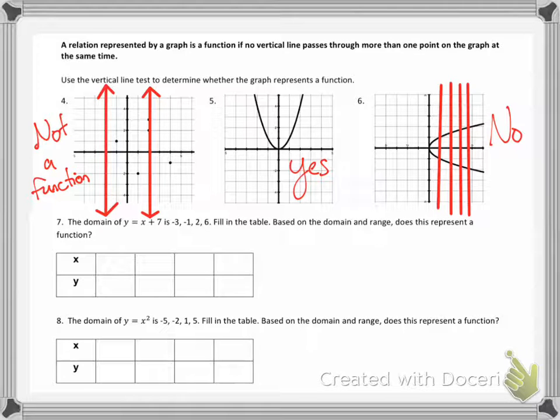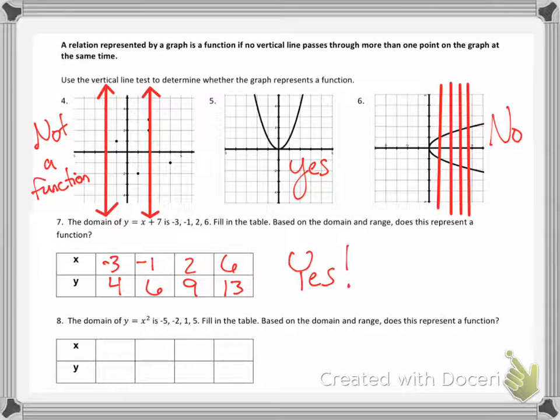So I give you a function with a specific domain. So again, if I give you a domain, that means I've given you x. Let's go ahead and find the range with y. So -3 plus 7 will be 4. -1 plus 7 is 6. 2 plus 7 is 9. 6 plus 7, 13. So it's asking the question just based on the domain and range, does this represent a function? Absolutely. All my x values are different. Therefore, we are going to assume based on this information that this is indeed a function.